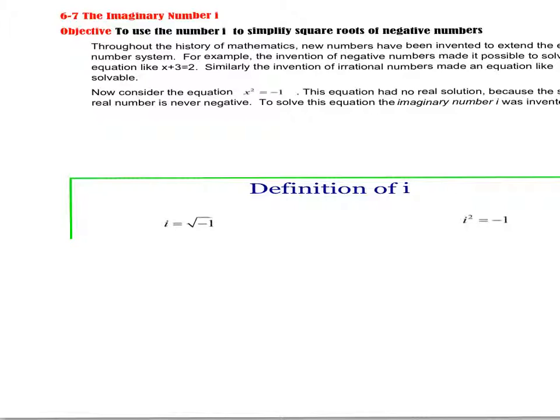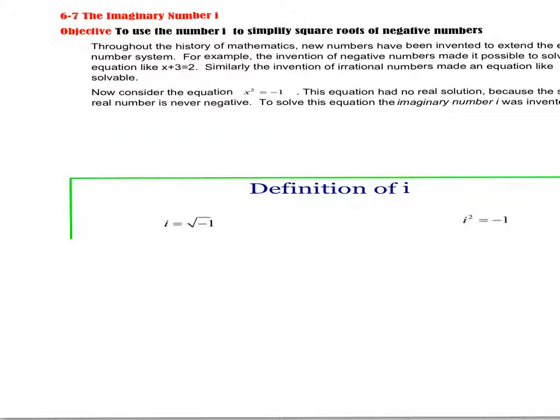All right, now we're going to move into 6.7 where your homework problems are going to come from. We're going to learn about what imaginary numbers are and how to use i to simplify square roots of negative numbers. I'm going to read this first little paragraph to you because I think it does a good job explaining imaginary numbers and why they're useful, and then we'll go into some examples. It says, throughout the history of mathematics, new numbers have been invented to extend the existing number system. For example, the invention of negative numbers made it possible to solve an equation like x plus 3 equals 2.